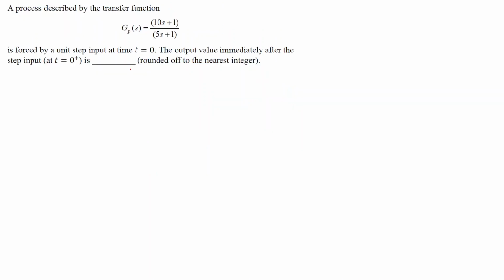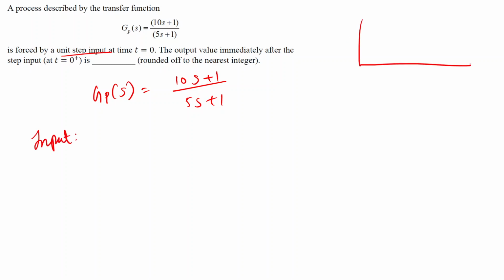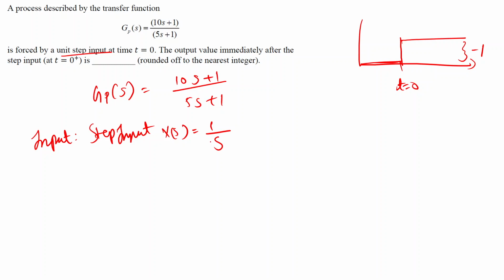In this question, we have been given the transfer function Gp of s is equal to (10s + 1) upon (5s + 1), and then we are providing the unit step input of magnitude 1. So if this is our steady state, at time t equal to 0, we are providing a step input. The magnitude of this input is 1. So this input, we can write it as x of s is equal to 1 upon s, since the magnitude is 1. This will be our input.